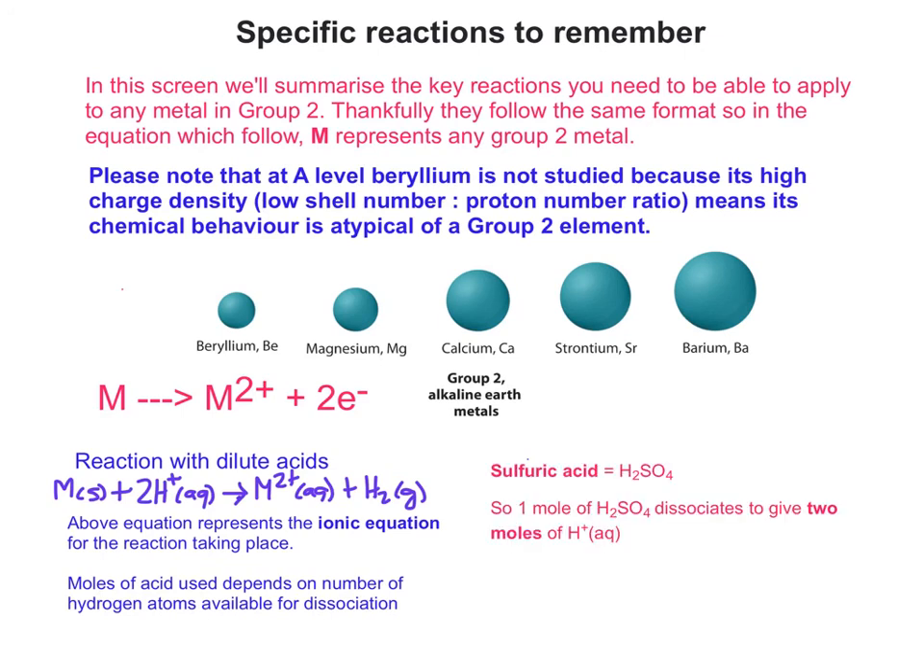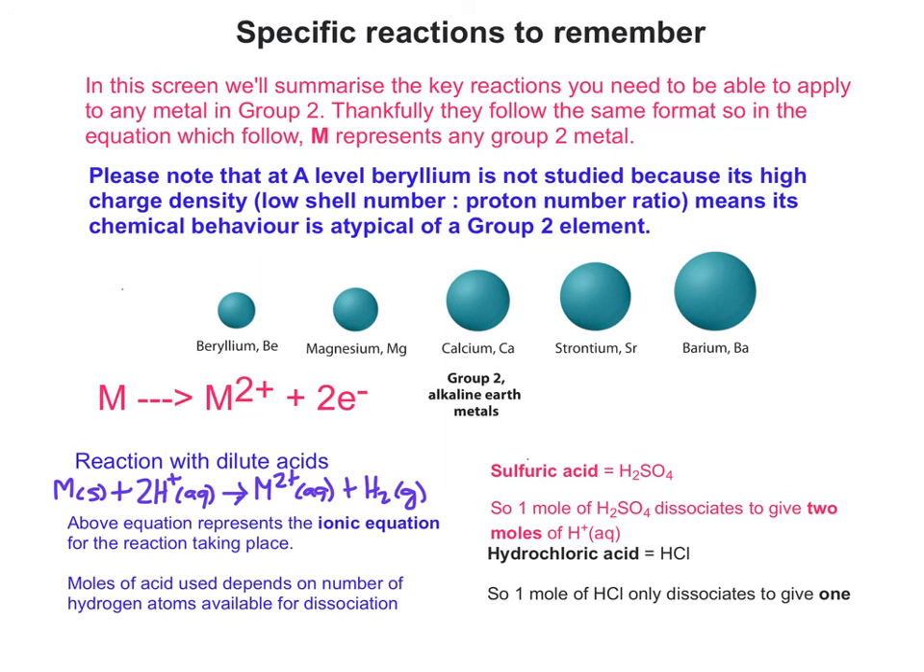So for example, sulfuric acid is H2SO4, so 1 mole of H2SO4 dissociates to give 2 moles of H+. But hydrochloric acid is HCl, which only contains 1 hydrogen atom per molecule, so therefore 1 mole of HCl only dissociates to give 1 mole of H+.